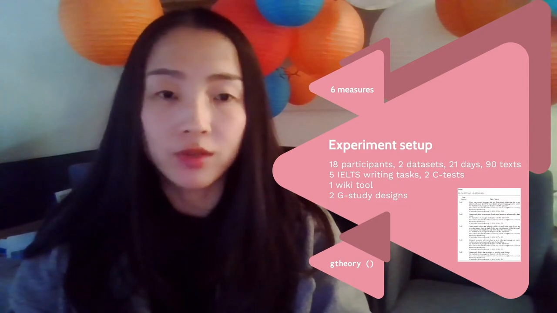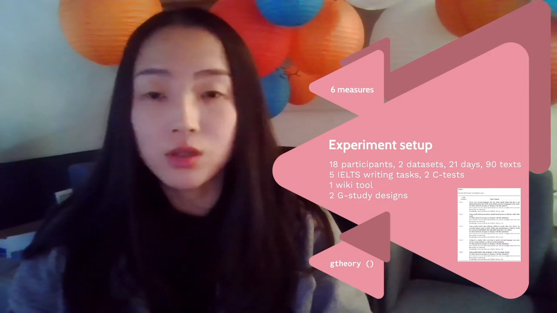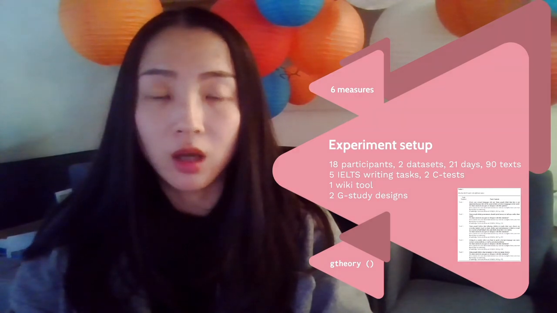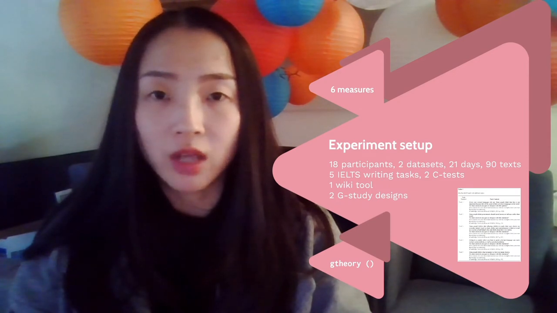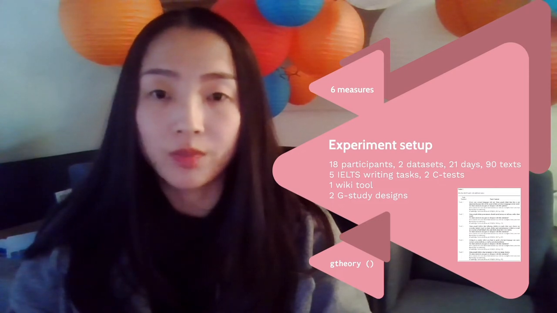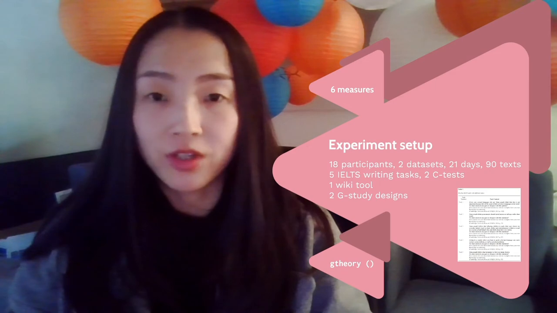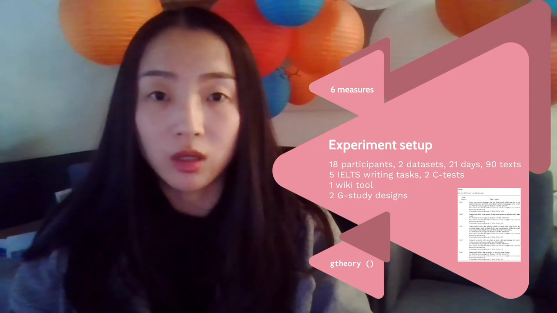The purpose of these two C tests was to observe if there is any overall change in their general English proficiency. Also, this experiment was conducted in January and the beginning of February 2020, which was during the COVID-19 lockdown in China. So we had to assign all those tasks online, and the students also performed these tasks online under the supervision of the researcher. They were writing under the timed condition.